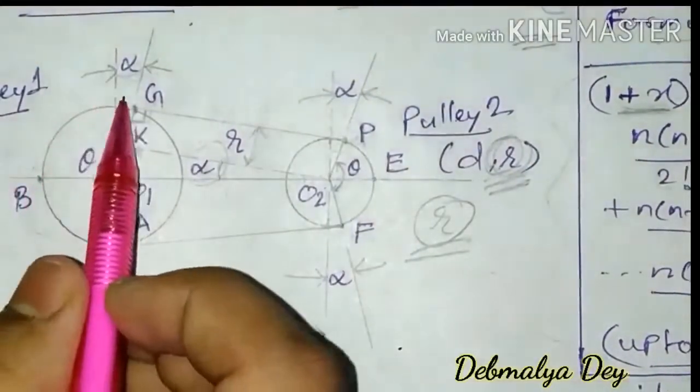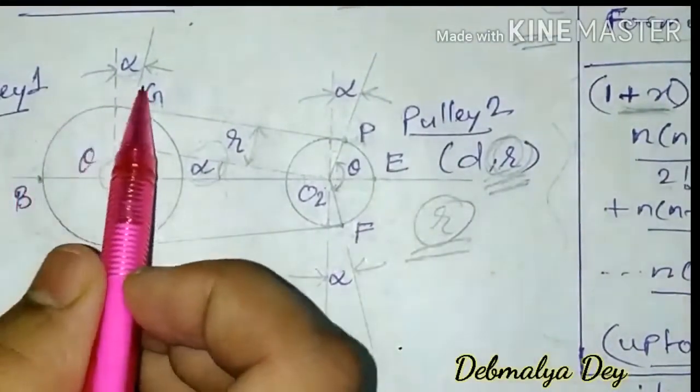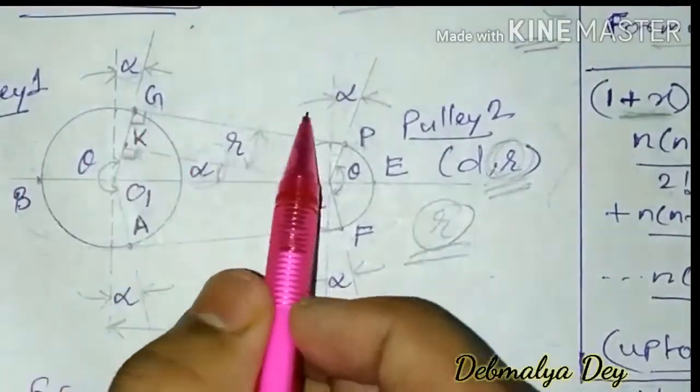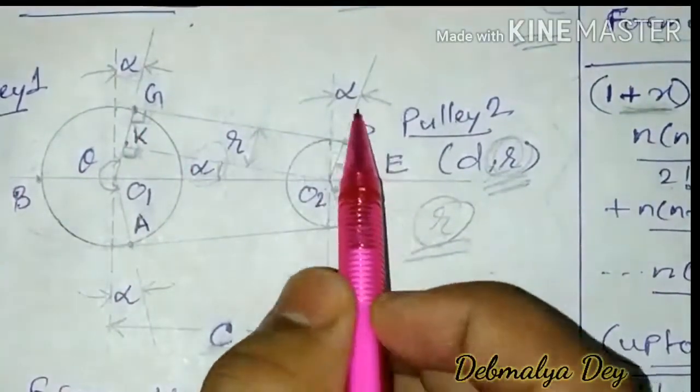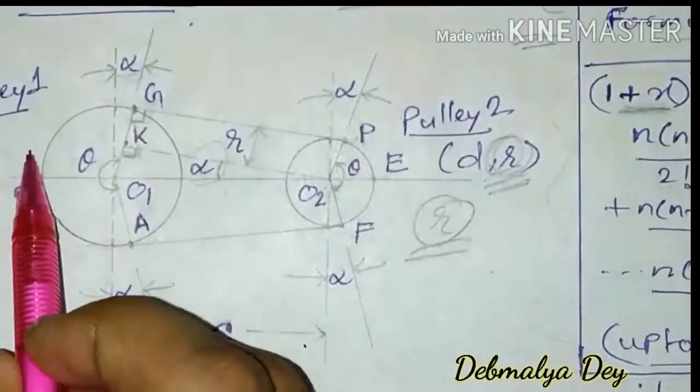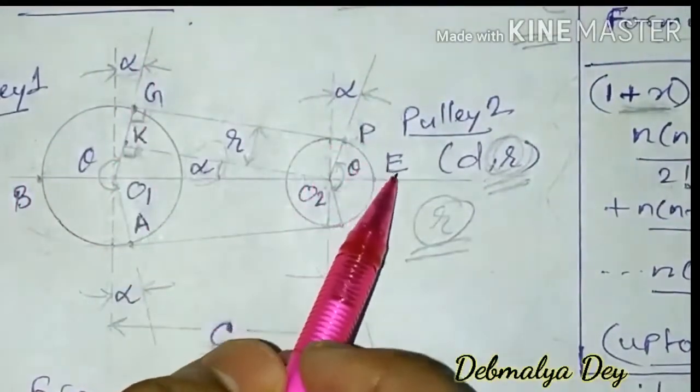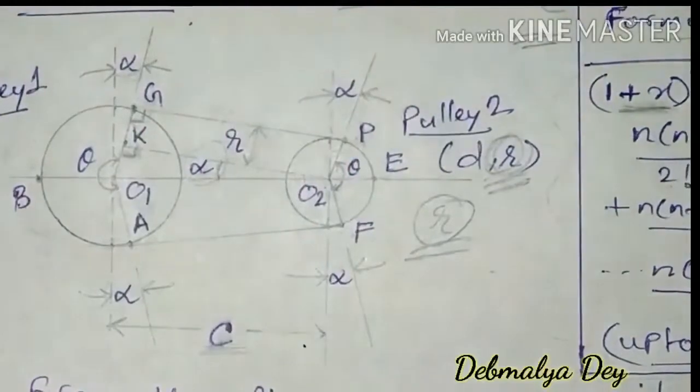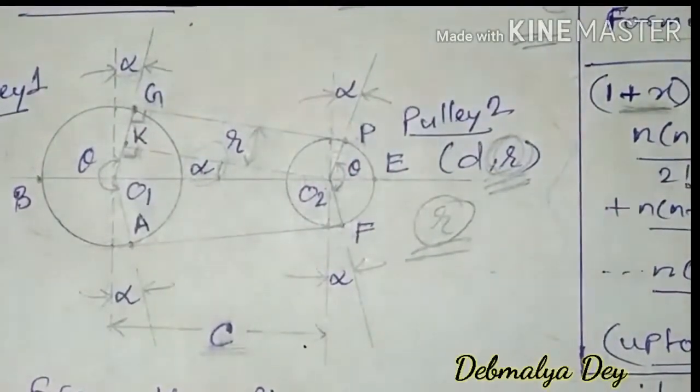So the value of this arc, or the length of this arc BG, plus GP, plus the length of this arc PE. Now if we find out the entire length from the point B, G, P and up to E, this length will give us half of the length of the belt, and then finally we will multiply it by 2.